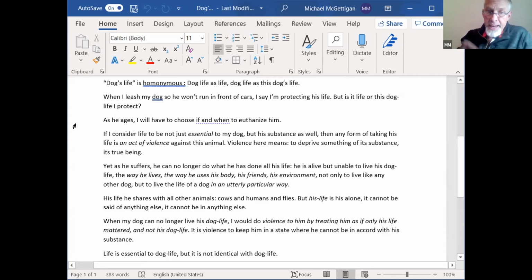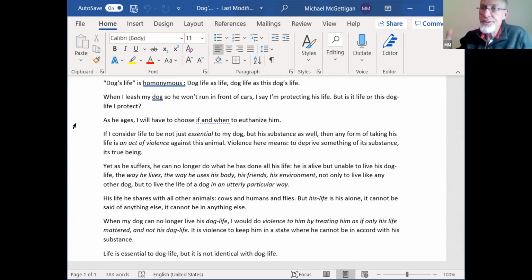The life he shares with all other animals, cows and humans and flies, this is the universal life. But his dog life is his alone. It cannot be said of anything else. It cannot be in anything else, to use Aristotle's terms. When my dog can no longer live his dog life, I would do violence to him by treating him as if only his life mattered and not his dog life. It is violence to keep him in a state where he cannot be in accord with his substance. Life is indeed essential to dog life, but it is not identical to dog life.